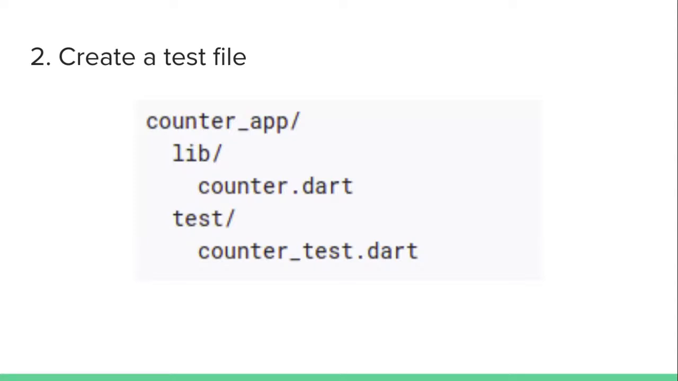So when you're finished, the folder structure should look like this. The counter app consists of lib folder and test and other folders. In the lib folder, there is a counter.dart file, and in the test folder, there is a counter_test file, and it contains the test cases for the first one.